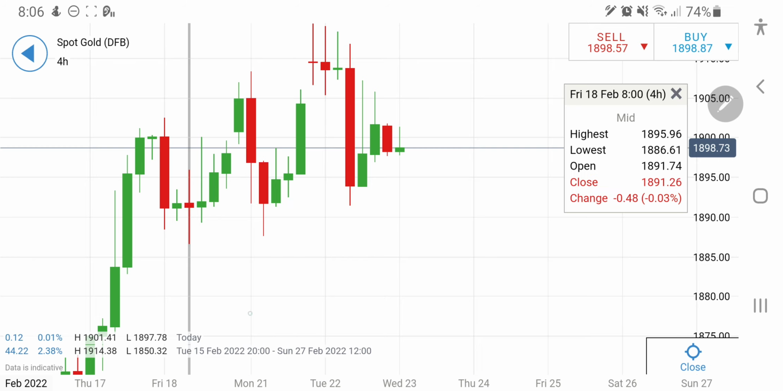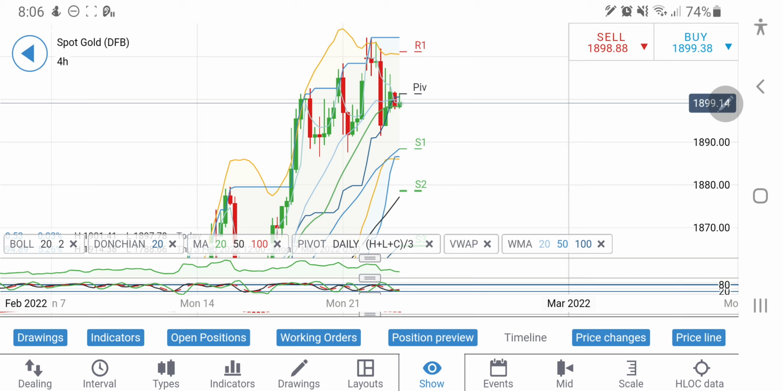Now this is on the 4-hour chart. Let me turn on the indicators simultaneously. So you can see right now the 20 period moving average, simple and exponential. On the 4-hour chart, the 20 period moving average is in this zone, and it is giving support here at around 1897 levels, and the pivot is right now at around 1901-1902 levels. So we will be watchful of this.